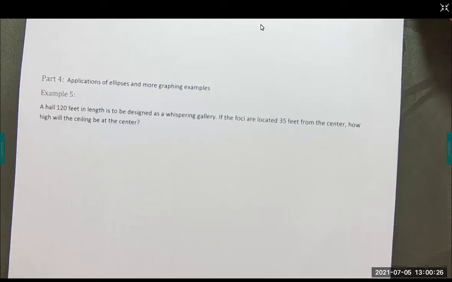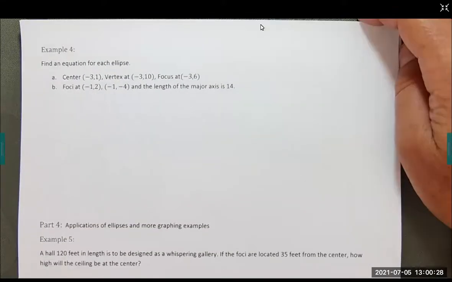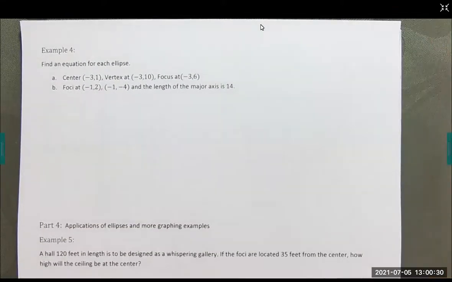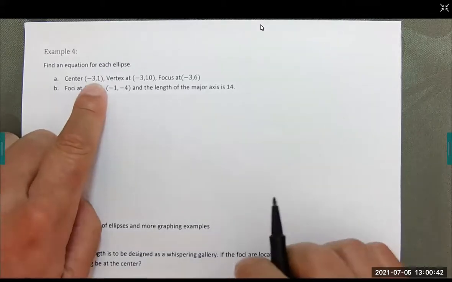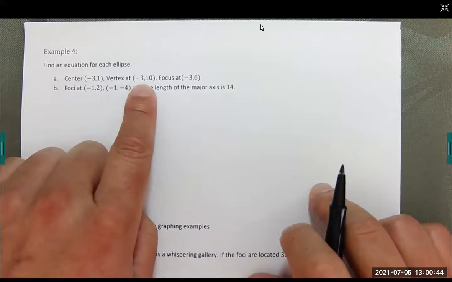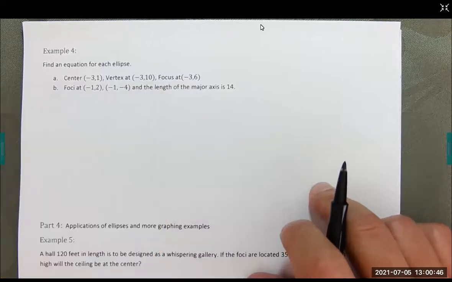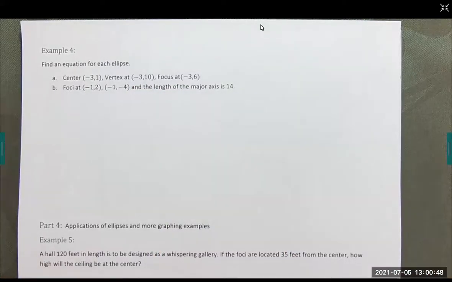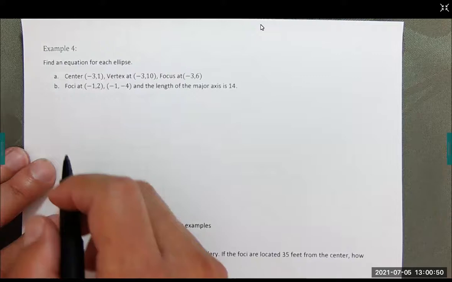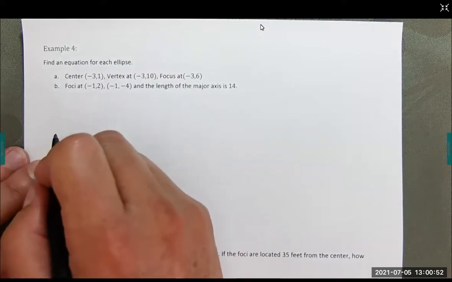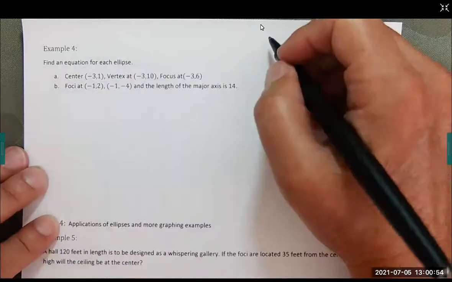Next up, Example 4. So find the equation for each ellipse. So we're going to build our equation again. We have a center at -3, 1, a vertex at -3, 10, and a focus at -3, 6. So let's piece that together. So they're all at -3. So let's draw.